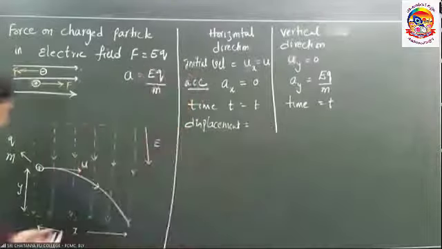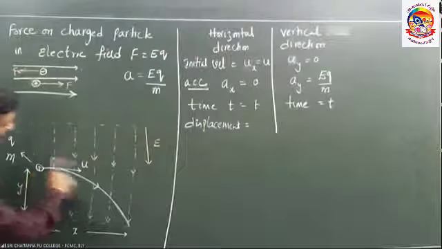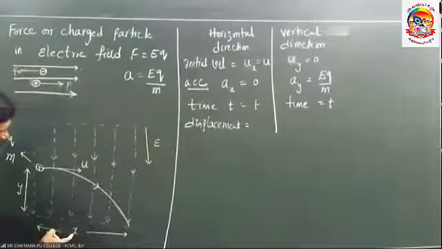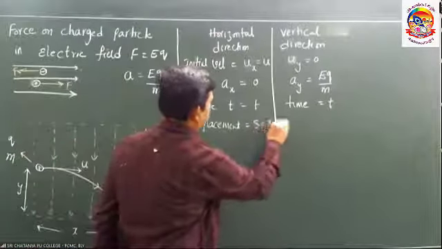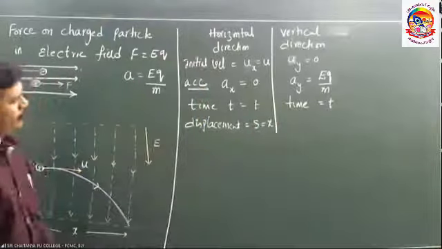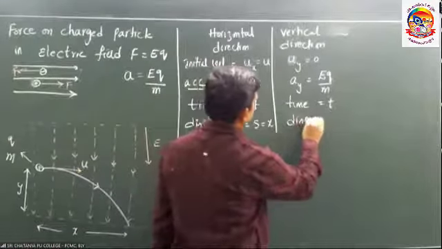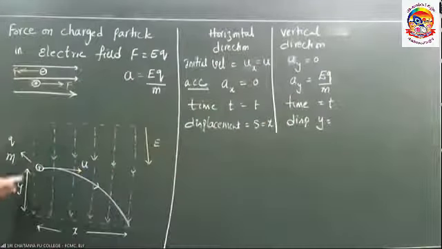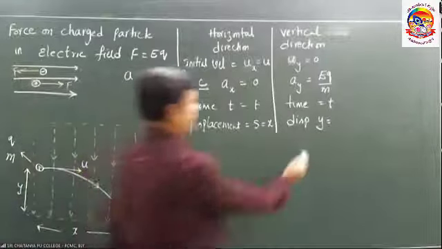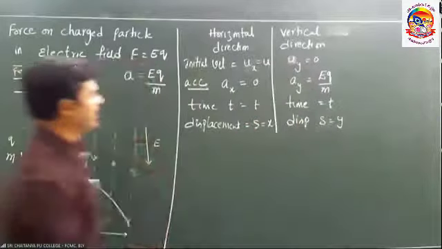From the diagram, what is its horizontal displacement? When it reached from here to here, I took this distance as x. Horizontal displacement s is equal to x. Then what is vertical displacement? Here vertical displacement I take it as y.